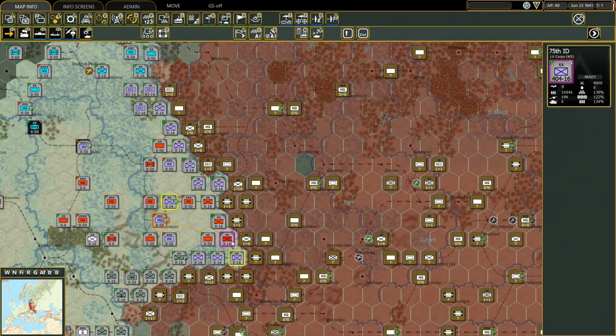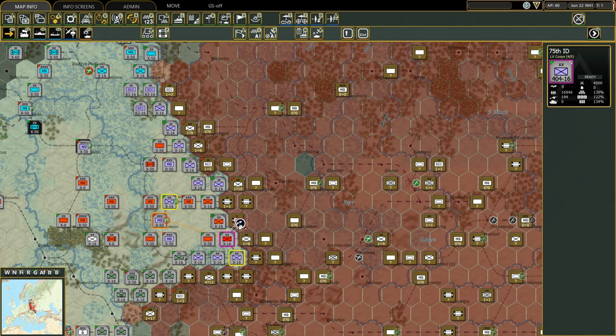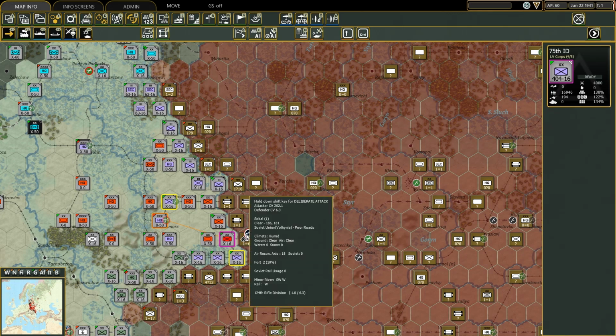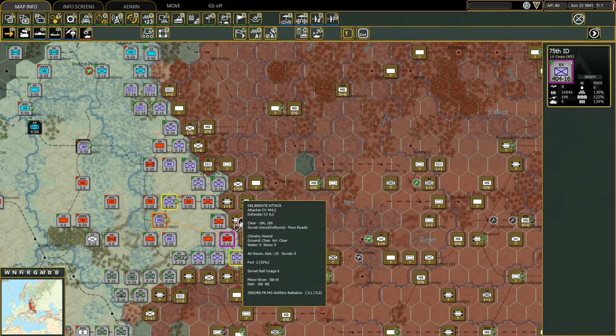Now, there are two types of attacks. When you select your unit and hover the mouse on top of an enemy unit, you see here: hold down Shift key for deliberate attack. The default attack, which looks like it is highlighted here by this arrow and the small explosion symbol, is called the hasty attack. While if you press Shift, the symbol changes into a big explosion, and you see here deliberate attack.